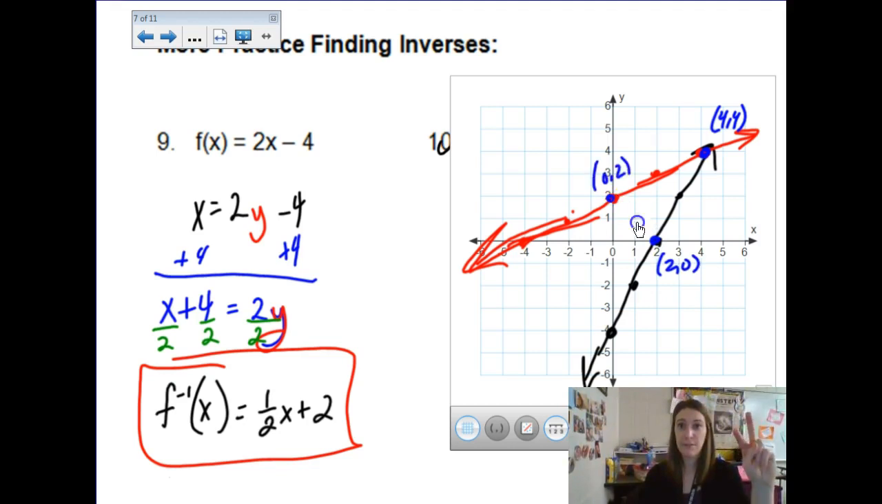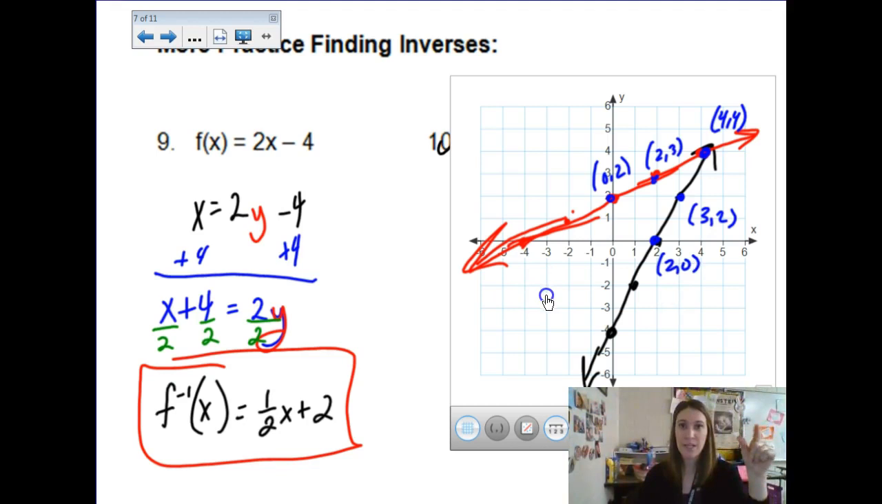So notice they have very similar points, they're just reflected and switched around. This is the ordered pair 3, 2, and this is the ordered pair 2, 3. So I could have come up with the graph of the inverse if I just took some ordered pairs in the original and switched them around, but this is what I want to illustrate to you.